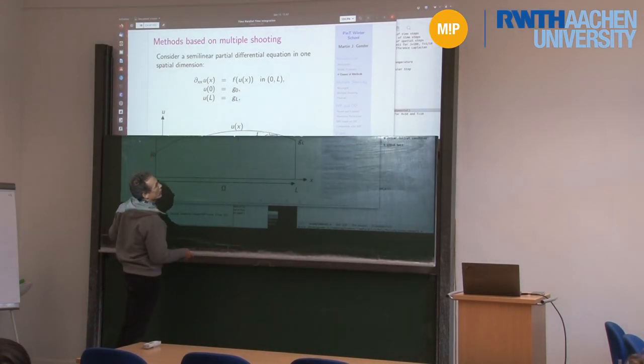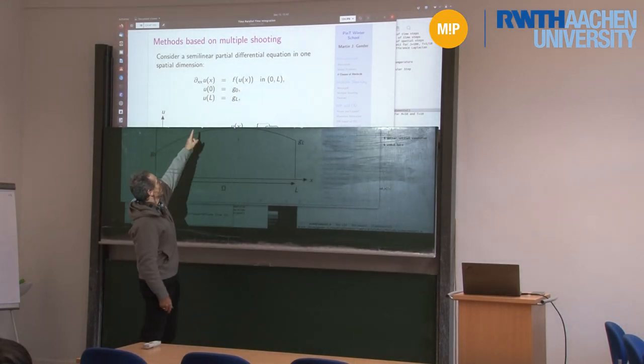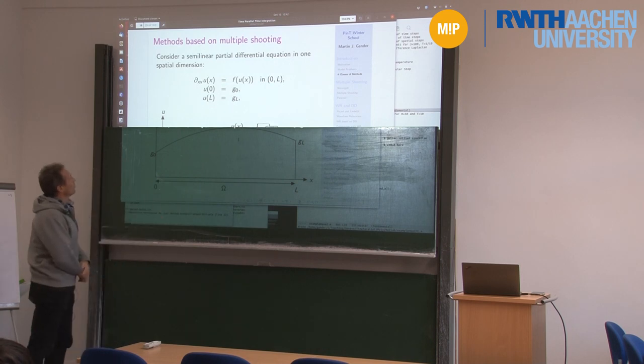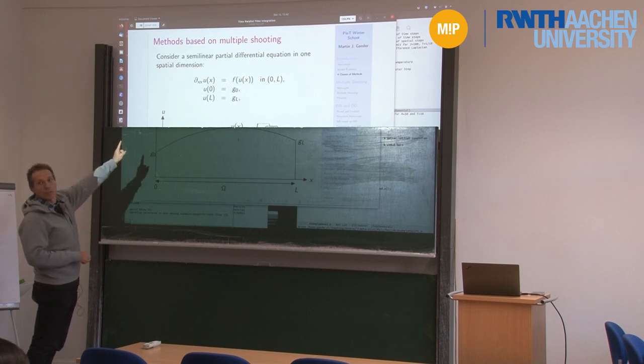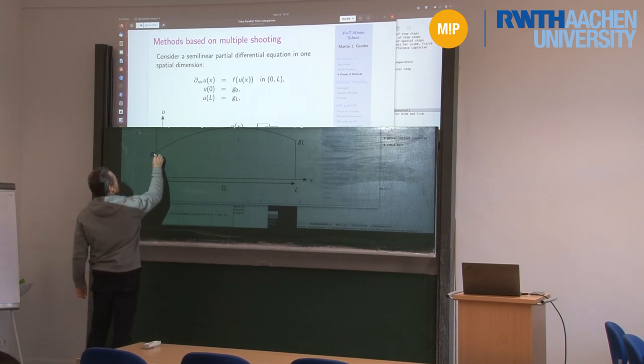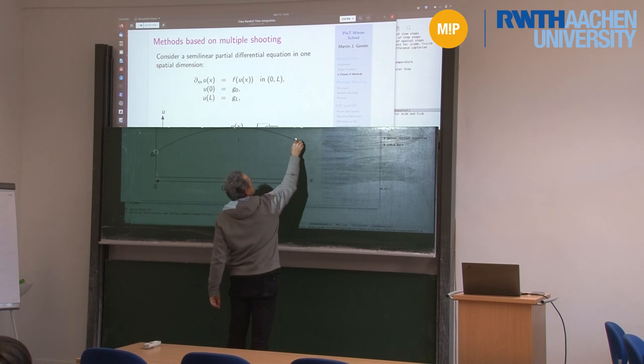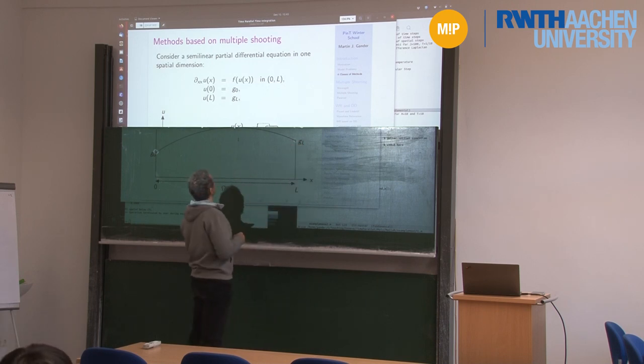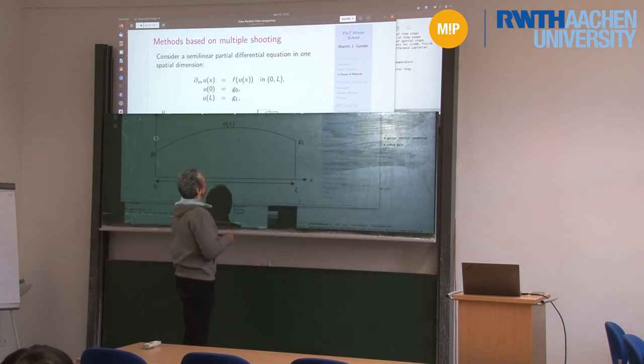So the shooting methods were developed for boundary value problems like the problem up there. It's a problem that has just one component u, a scalar unknown. And we have, for simplicity, a Laplace operator on the left, so two derivatives. On the right there is some nonlinear function f, and we have two boundary values. One boundary value is here, and one boundary value is here. And this is basically the solution that we want to calculate.